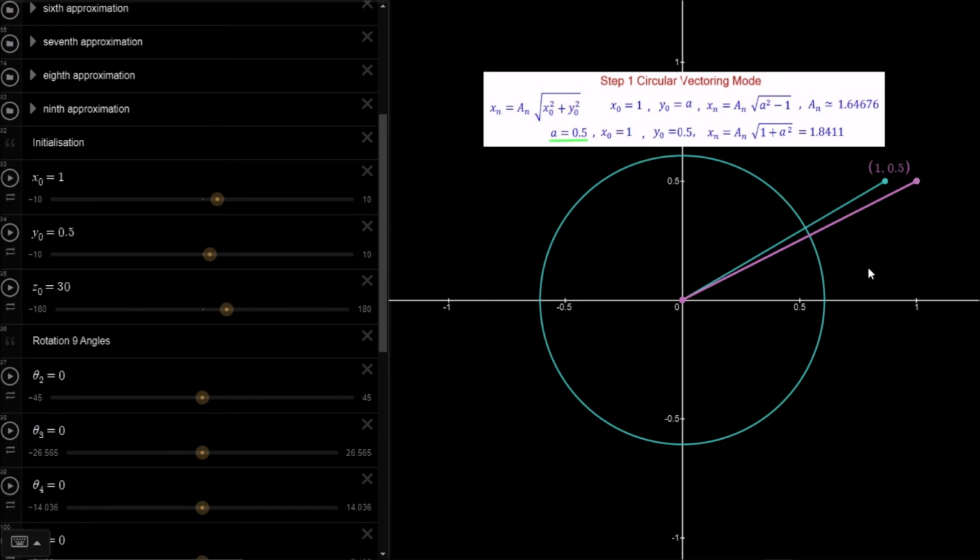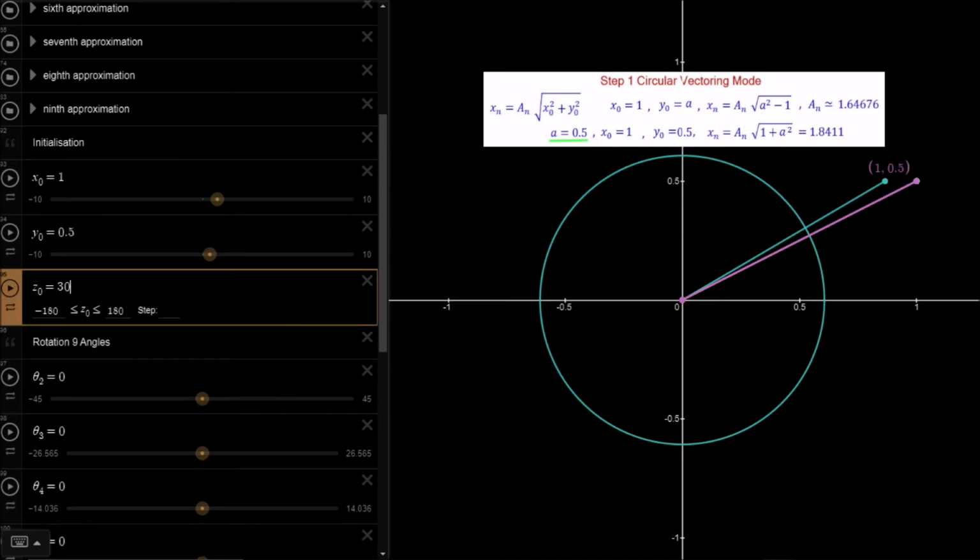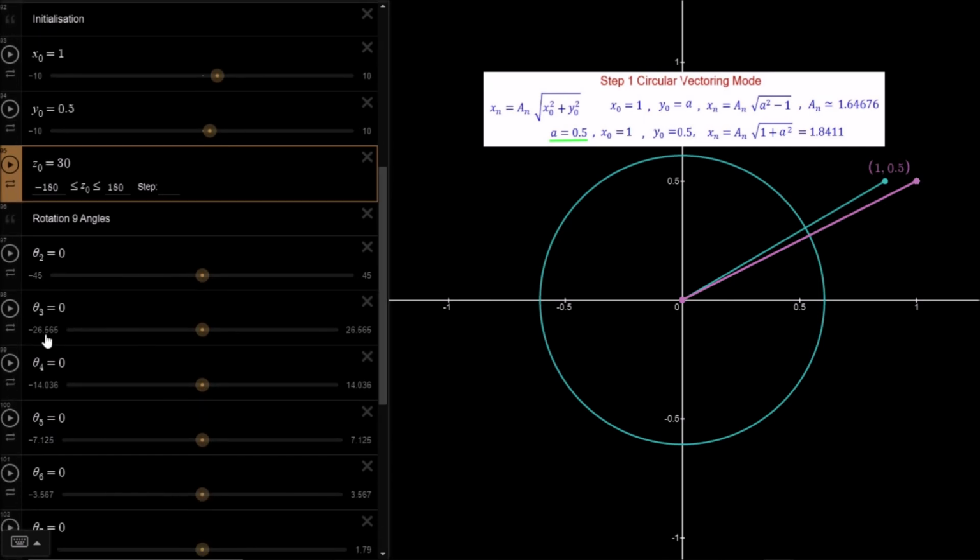So previously in the vectoring mode, we would be looking at the vector here in pink, and we would be making the value for our height here tend towards 0. But now we're not doing this. In the rotation mode, we're taking this vector here and we're going to ensure that the angle here tends towards 0. So we're going to have to add on and subtract off the values from this point here. Now in the circular mode, we're going to be adding and subtracting off these same angles.